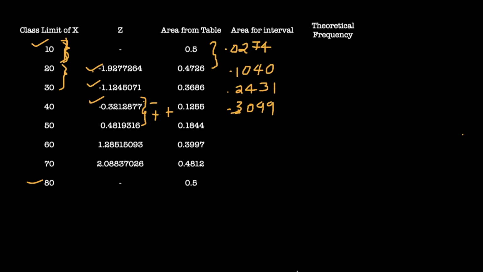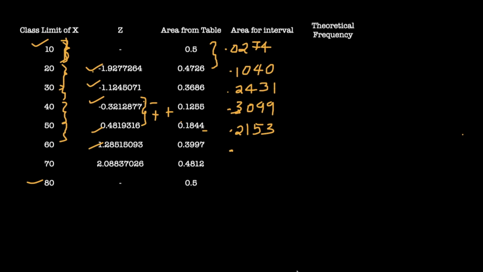And next, again we have to calculate the interval. So this was between 40 and 50. We already calculated 30 and 40. So next is the area under the curve between 50 to 60, right? So 50 to 60, again we have two positive values. These two are positive standard normal variates. So again in this case we have to deduct, right? So we have to deduct 0.1844 from 0.3997, right? So the value will be 0.2153, and here also we have to deduct, right?